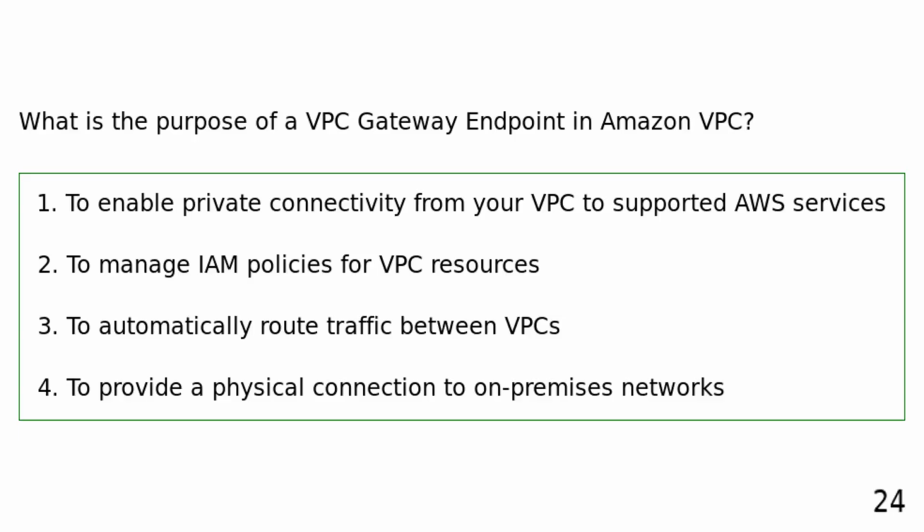What is the purpose of a VPC gateway endpoint in Amazon VPC? To enable private connectivity from your VPC to supported AWS services. To manage IAM policies for VPC resources. To automatically route traffic between VPCs. To provide a physical connection to on-premises networks.